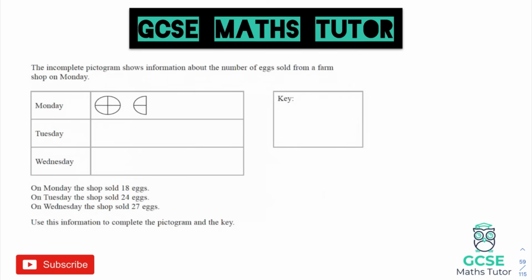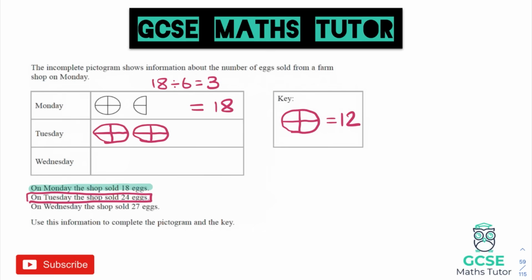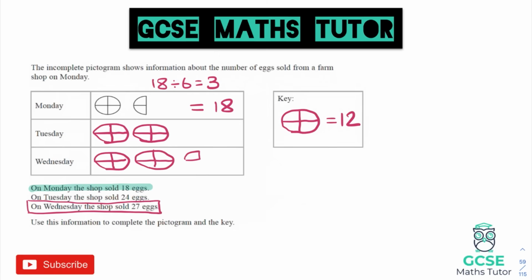When doing a pictogram, you need to make sure that there is a key. So here we need to figure out what the key is. We've got 18 on Monday. So we could work out from that the key therefore must be 12 for each one of those pictures. We can then use that to answer any further questions. So for 24 eggs, we would need 2 of those pictures, and for 27 eggs, we would need a couple of them, and then part of our picture.